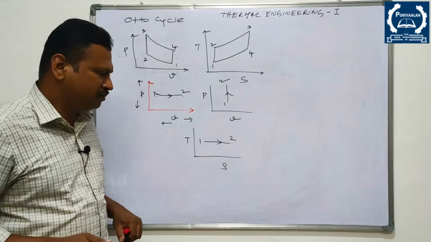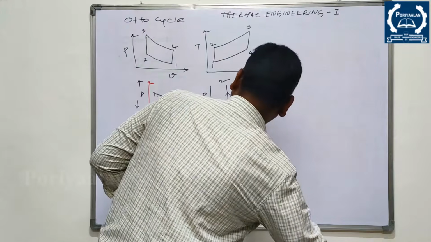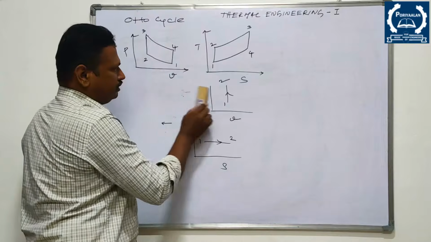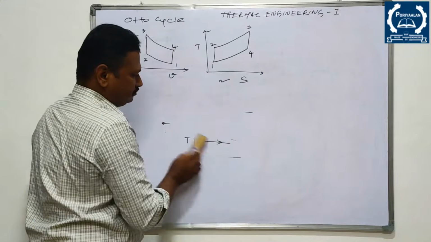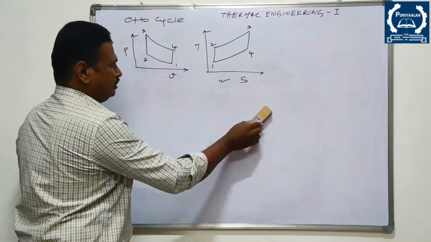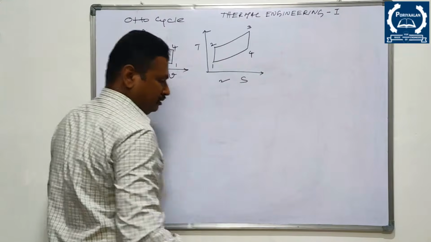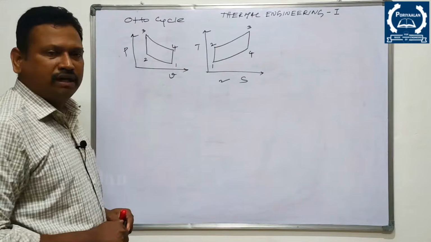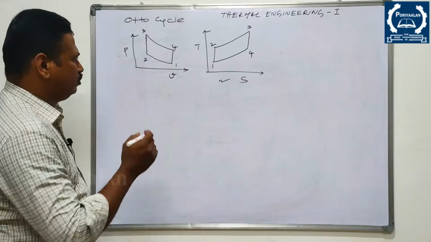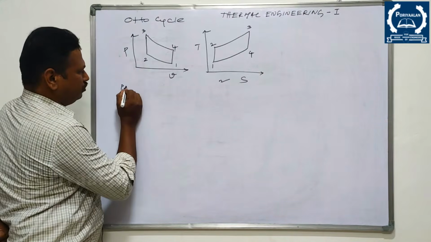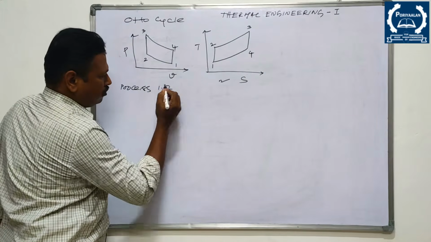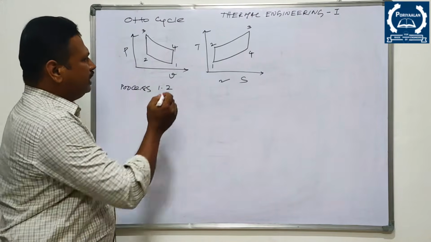So let us come to the PV and TS diagram of the Otto cycle. Hope you will understand. Now let me start with the process 1 to 2. I wanted to name this process.